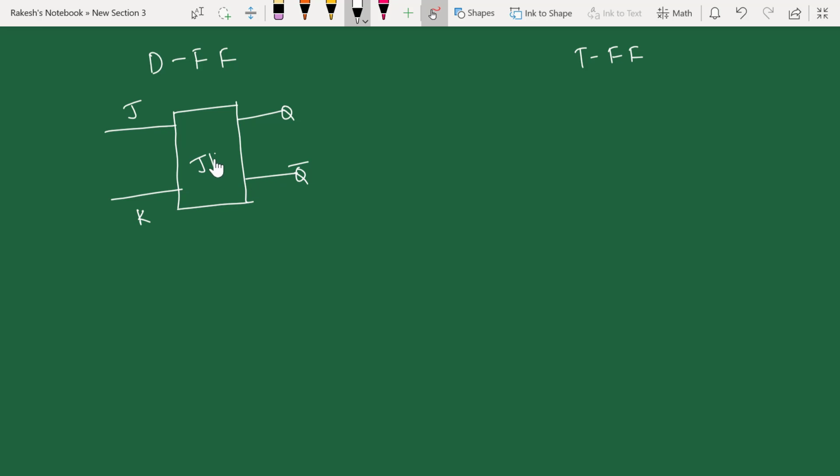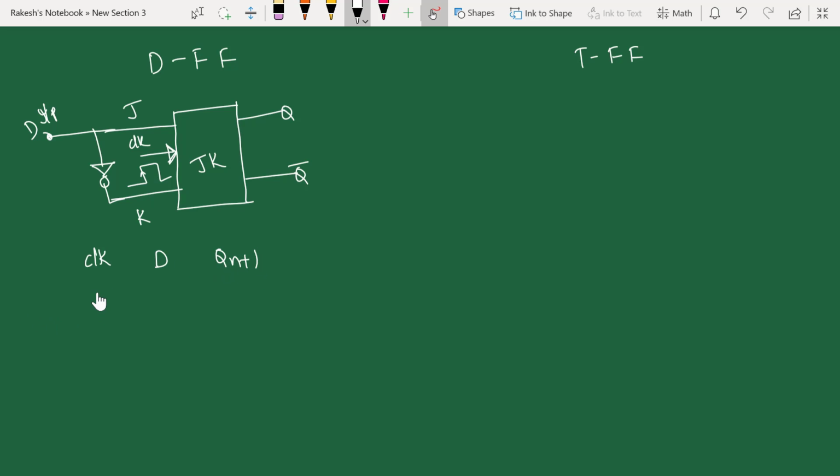This is my JK. What I'm going to do, I'm going to add one NOT gate and connecting here. This single input now I'm calling it the D input. So this is my clock, positive edge triggered clock. If I try to analyze this circuit, first clock will come, then D will come, then Qn plus 1 will come.